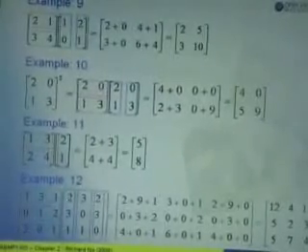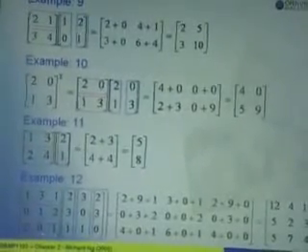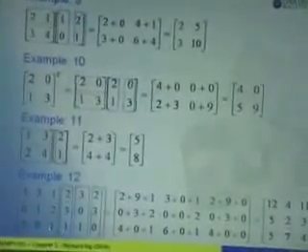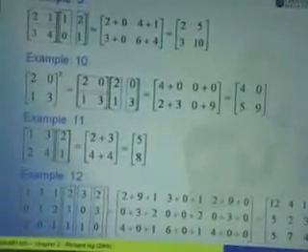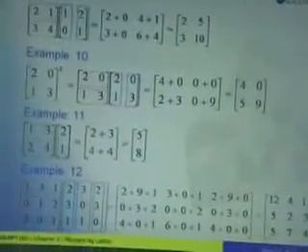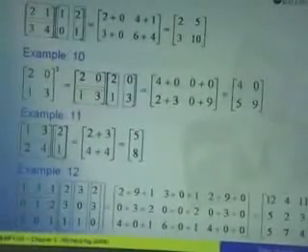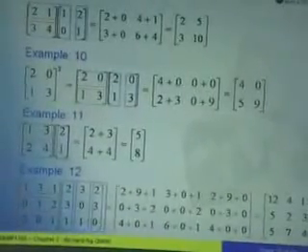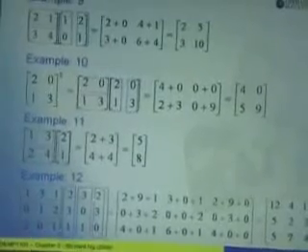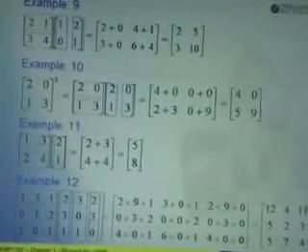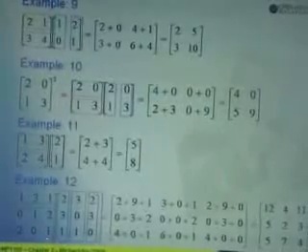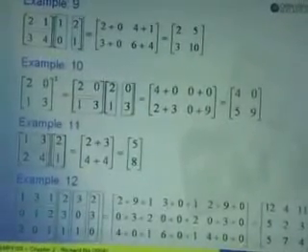So 2 times 2 equals to 4, 0 times 3 equals 0, 1 times 1 equals to 1. Take row 3 and column 2, 2 times 3 equals to 6, 0 times 0 equals 0, 1 times 1 equals to 1. And finally, row 3 and column 3, 2 times 2 equals to 4, 0 times 3 equals 0, and 1 times 0 equals to 0.